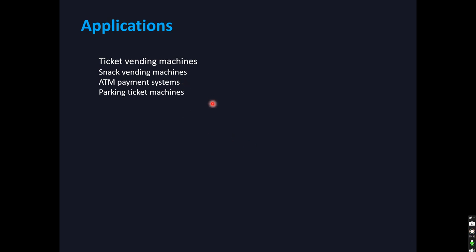And see, these are the main applications of vending machines in your day-to-day lives. Ticket vending machines, you know how they work, right? Ticket collectors. Right now we are working in the digital ecosystem, and we have so many areas we want to go into. How is that actually happening? Through FSMs only. And snacks vending machines, as I discussed before, and ATM payment systems. Banking systems also use this type of FSM, and parking ticket machines. There are so many applications. These are the major ones we see in day-to-day lives.